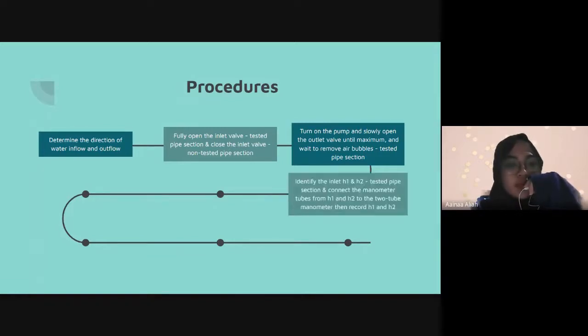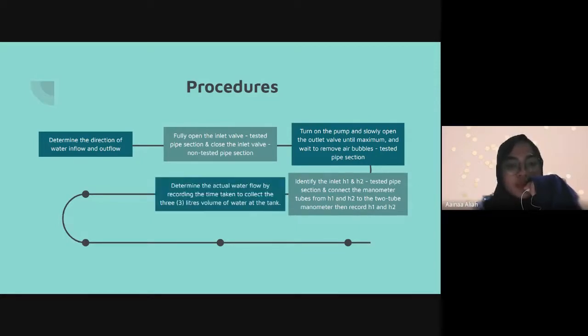Fourth, we need to identify the inlet flowing pressure, which is H1, and the outlet flowing pressure, which is H2, for the tested pipe section, and connect the manometer tubes from those H1 and H2 on the tested pipe section to the tube manometer H1 inlet and H2 outlet, and we need to record the values of H1 and H2 at the tube manometer. Next, we need to determine the actual water flow rate, Q actual, by recording the time taken to collect 3 liters volume of water at the tank.